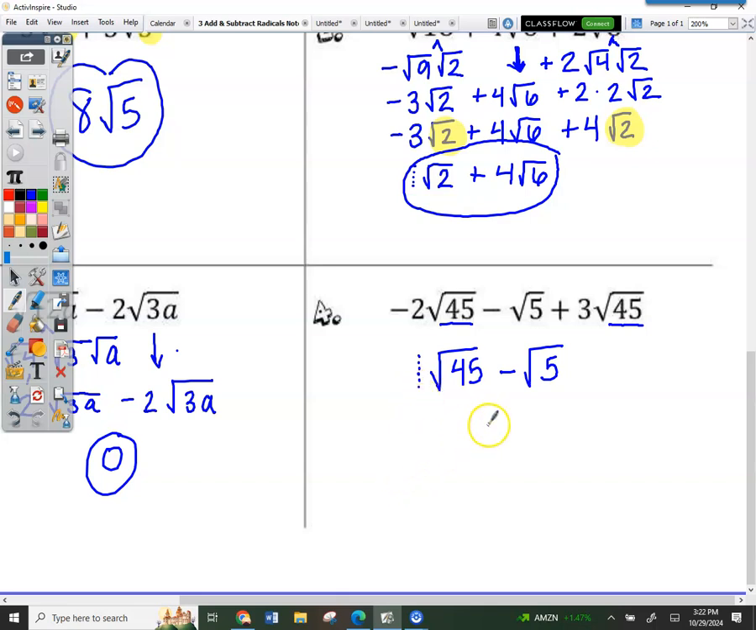Will square root 45 break down? Yes. Into what? 9 and 5. Square root 9 and square root 5. What's the square root of 9? 3. And then 5 keeps bringing down. 9 is perfect. The idea is to write it with a perfect square as a factor so we can break it down.